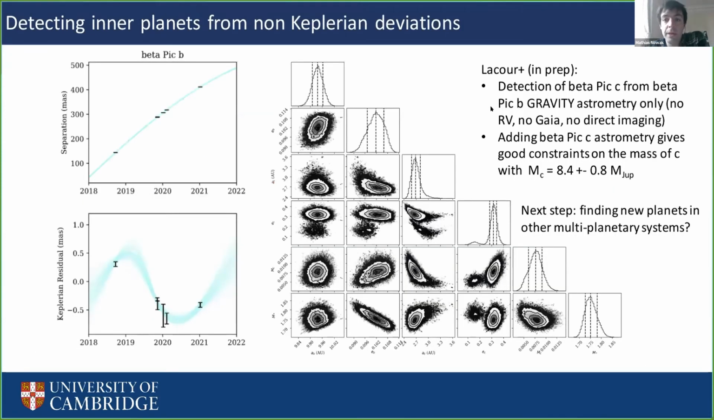It's work led by Sylvain Lacour on the Beta-Pic system. So basically trying to infer the presence of Beta-Pic C, which is a known planet, but using only the GRAVITY astrometry on Beta-Pic B. The idea is you use the high precision astrometry on Beta-Pic B. If you fit a 2-body Keplerian motion and you look at the residuals, you can see the signature of Beta-Pic C on those residuals. So all of this is preliminary results, but it seems that it could be doable to look for additional planets in known planetary systems with the high precision GRAVITY astrometry.